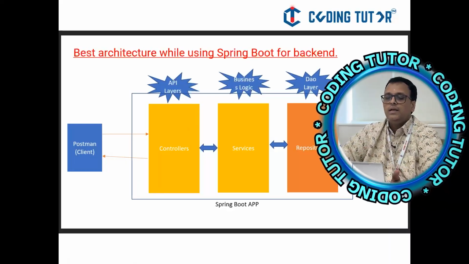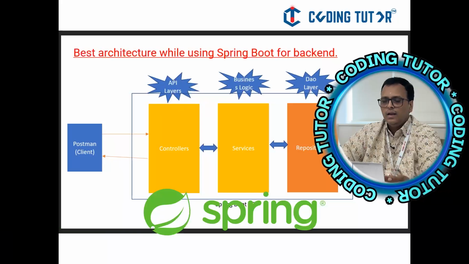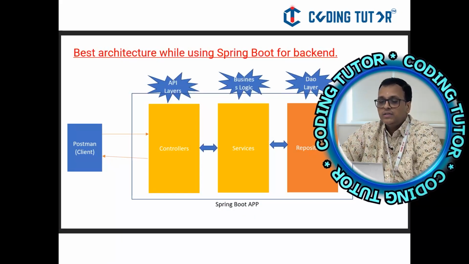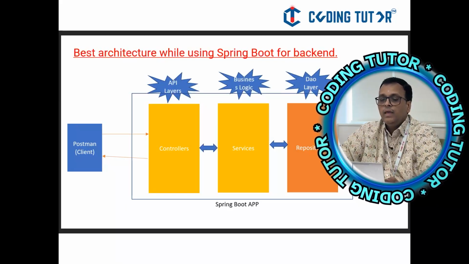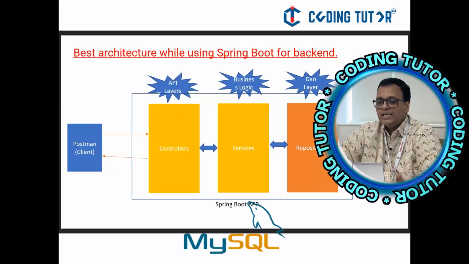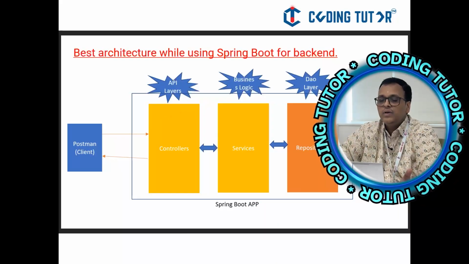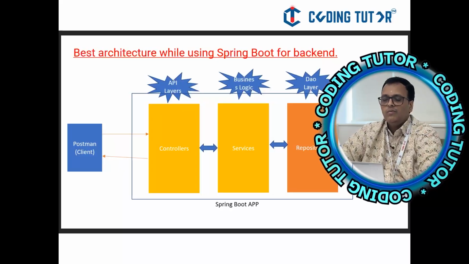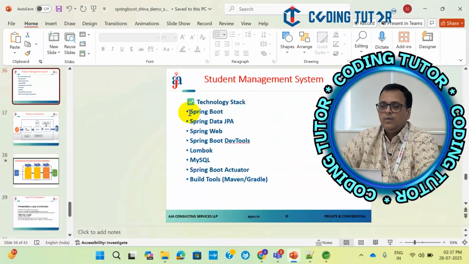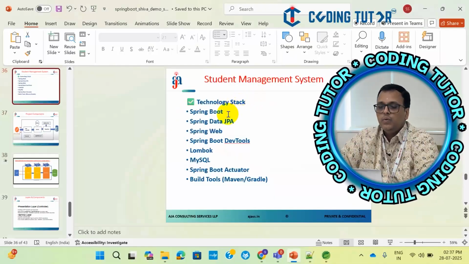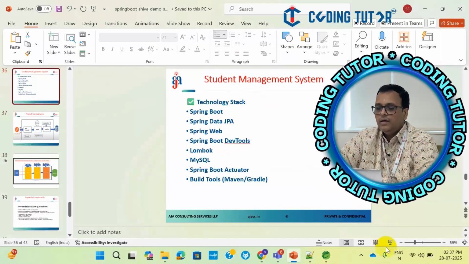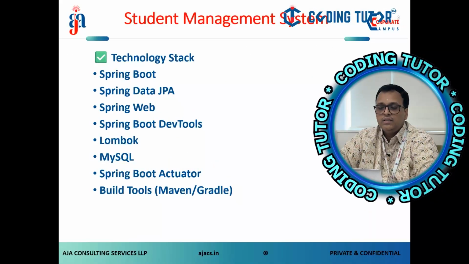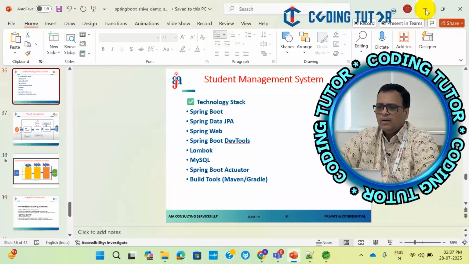To develop this application, I used technologies like Spring Boot, Spring Web, Spring DevTools, Actuator, Maven, and even Lombok and MySQL. These are the different dependencies we are using for end-to-end project development. Let me show you the step-by-step process of how to design. Look here, these are the technologies: Spring Boot, Spring Data JPA, Spring Web, DevTools, Lombok, MySQL, Spring Boot Actuator, and build tools.